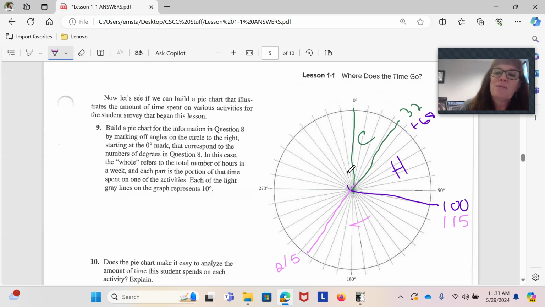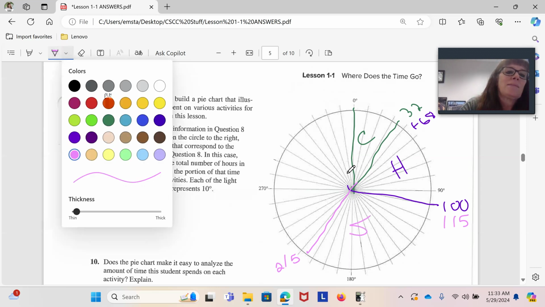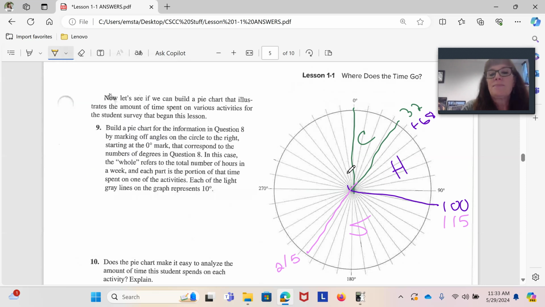And that was our sleep. I'm going to pick up where I left off for the next one. The next one after sleep was work. That's 32 degrees. So I'm going to add 32 degrees to my 215, which gives me 247. So 220, 230, 240, almost to 250. And that is my 247. And that was our work time.